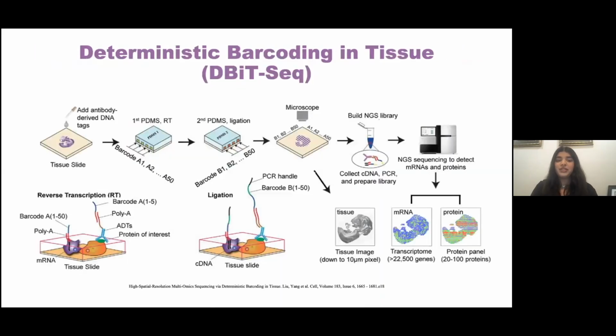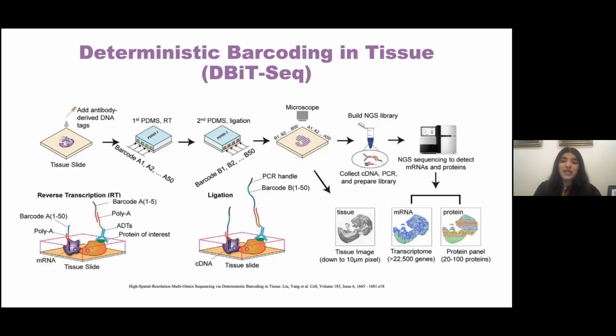From there, we were able to use the technique deterministic barcoding in tissue, otherwise known as DBiT-seq. This is a proprietary technique developed by the lab I was in, Dr. Fan's lab, and it's a microfluidic technique which is used in spatial transcriptomics to deliver barcodes to the surface of a tissue slide.